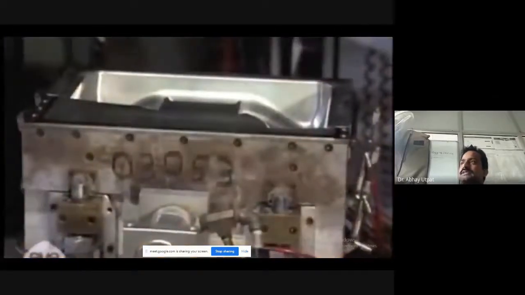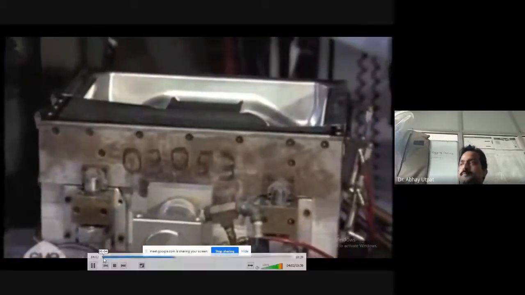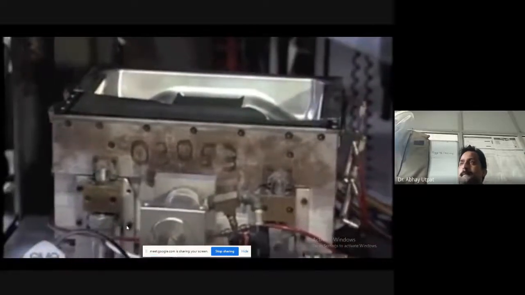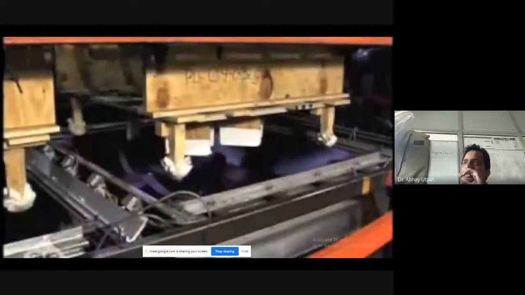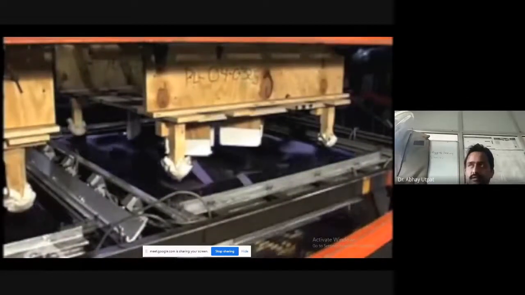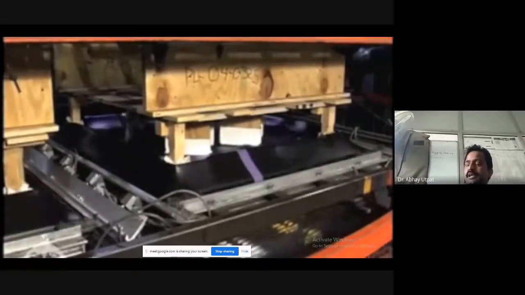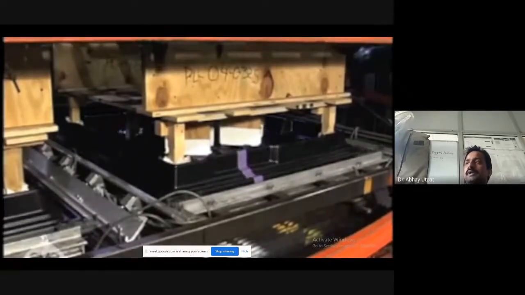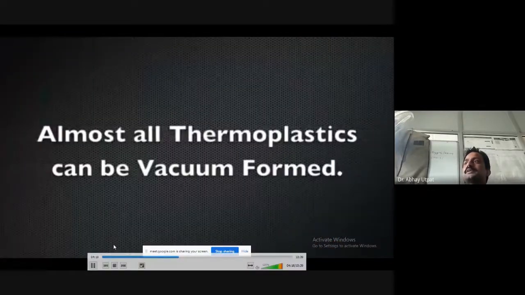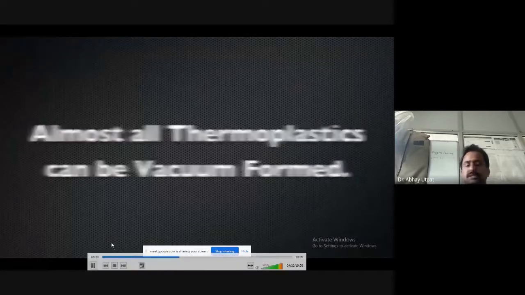You can guess this is a core. In this way the sheets are produced and the dashboards are produced, and a proper vacuum creating arrangement is provided for it. All thermoplastics can be vacuum formed.